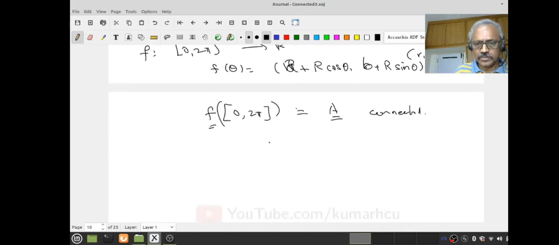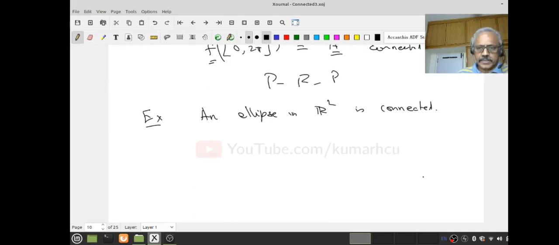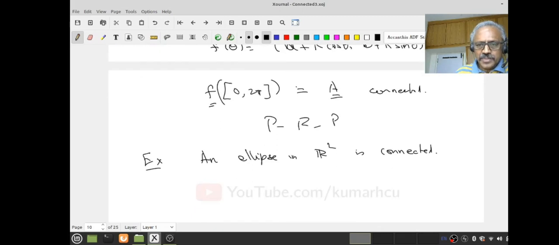Okay, please go through it quickly, and I leave it as an exercise: the ellipse. Exactly similar, use polar coordinates. You know how to write it in terms of the polar representation of an ellipse, so you should be able to think of a continuous map whose image will be this.